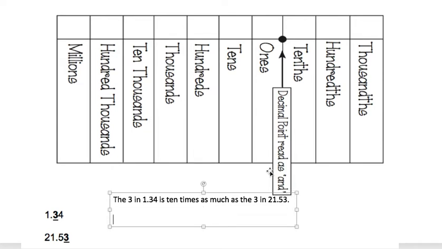Another comparison statement I could say is that the 3 in 21/5300 is 1/10 as much as the 3 in 1/3400. That is my second comparison statement. And that is what you are expected to do today in Notebook Nook.